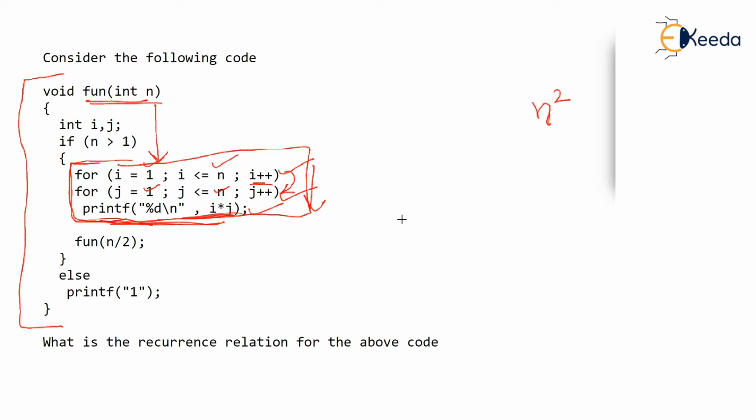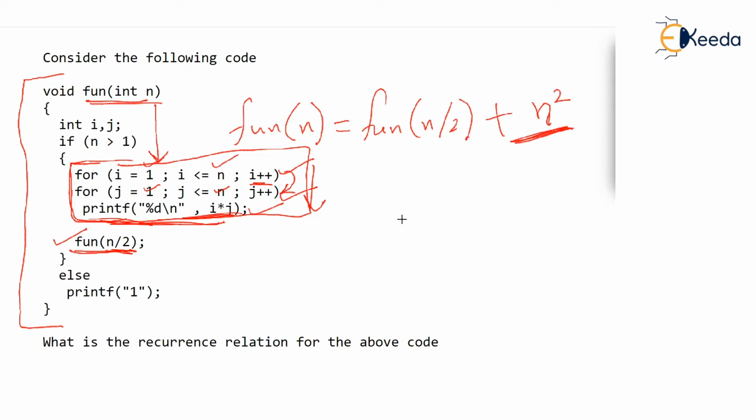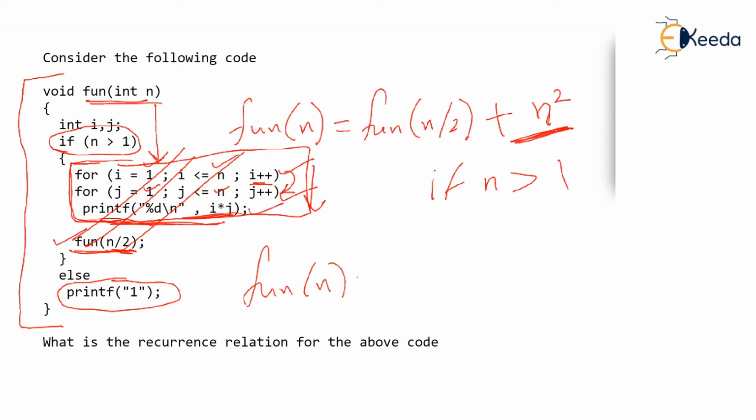But after that, there is fun function recursion getting called with n by 2 parameter. So we can say fun(n), if fun is called with parameter n, then it calls fun itself with the parameter n by 2 after doing this much work of n square. But this is applicable only if n is greater than 1. Observe, this entire thing has been written with if n is greater than 1. So what if n is not greater than 1? This if will not run, and this printf will run in the else, which is simply one operation. So we can say fun(n) is nothing but 1 if n is equal to 1.